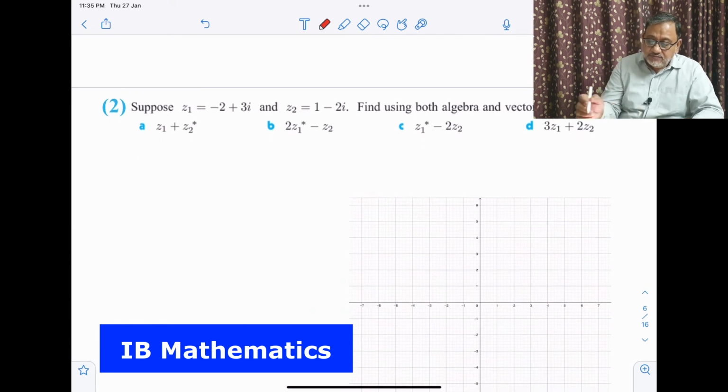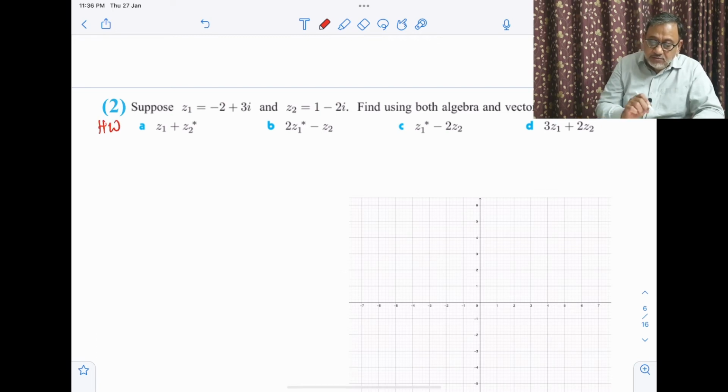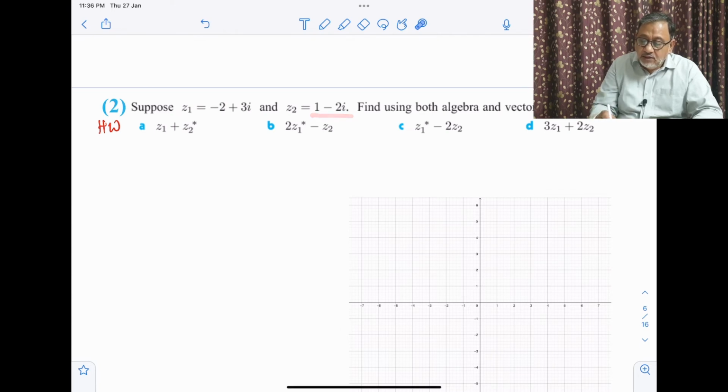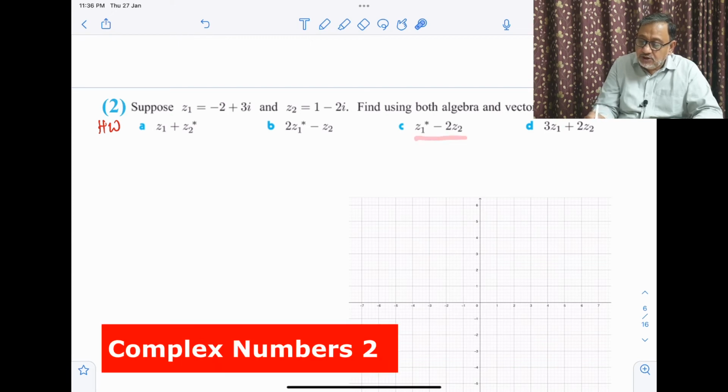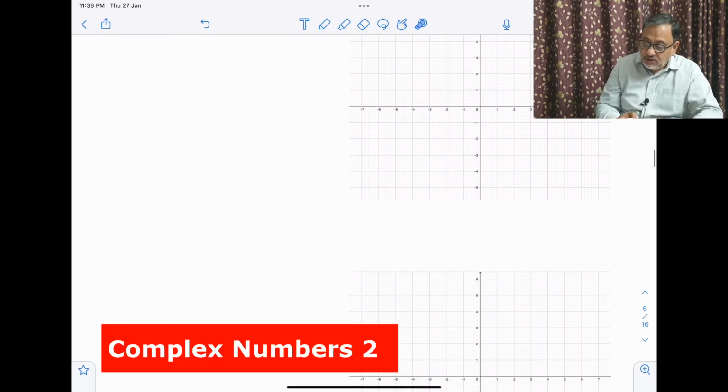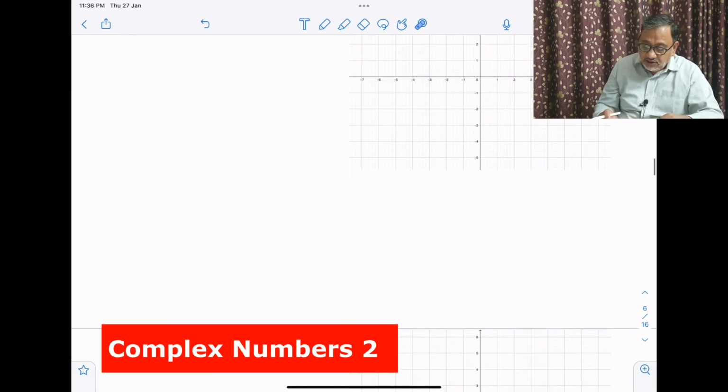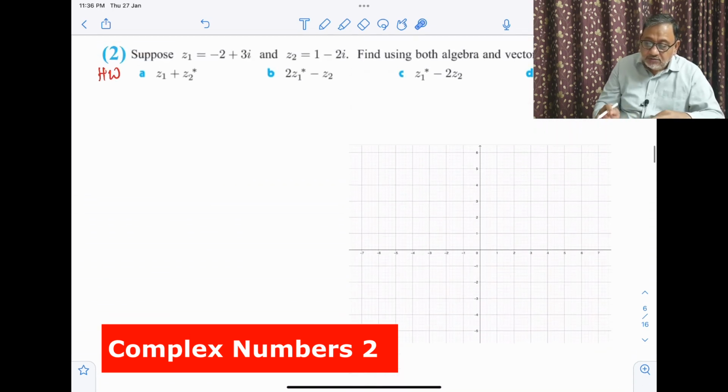Now look at this. Here you have more of them. This is also for the homework. Suppose Z1 is minus 2 plus 3i, Z2 is 1 minus 2i. Find, using both algebra and vectors, Z1 plus Z2 conjugate, 2Z1 conjugate minus Z2, Z1 conjugate minus 2Z2, and 3Z1 plus 2Z2. So I have put the 3 graphs here. You can solve them here. This is for A.